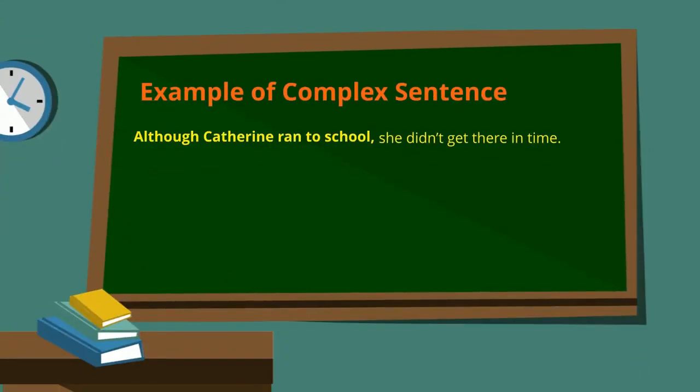For example, although Catherine ran to school, she didn't get there in time. We can see that the first part of this complex sentence, in bold, is a dependent clause that cannot stand alone. This fragment begins with the subordinating conjunction although, which joins it to and shows the relationship with the independent clause that comes after. Complex sentences are often organized this way, with the dependent clause first. Note that a comma separates the dependent clause from the independent clause.